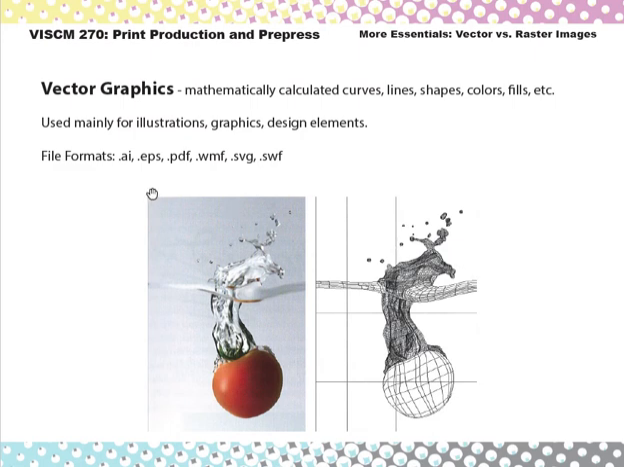So file formats used for vectors are basically Illustrator files, EPS files, which are PostScript, encapsulated PostScript, that's what that means, PDF files. Other ones that are web-based, you got your Windows metafile, your SVG, scalable vector graphic, and your SWF, your Shockwave Flash, which Flash is going bye-bye, so I should take that off of there. Don't use Flash.